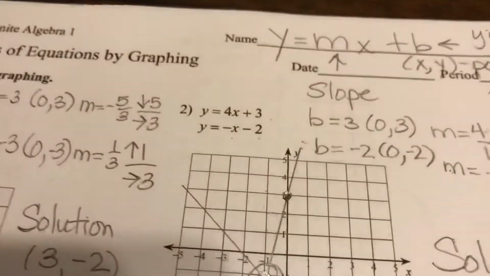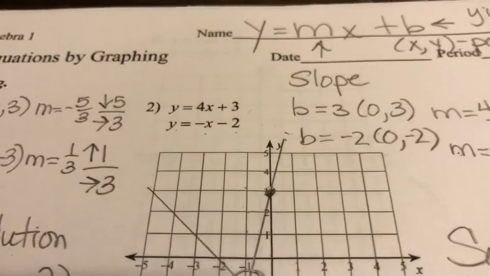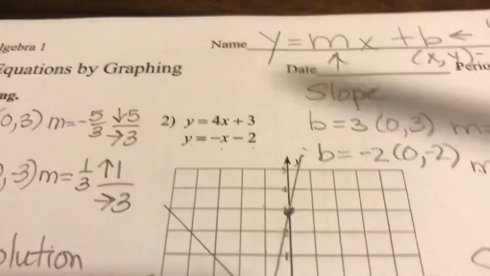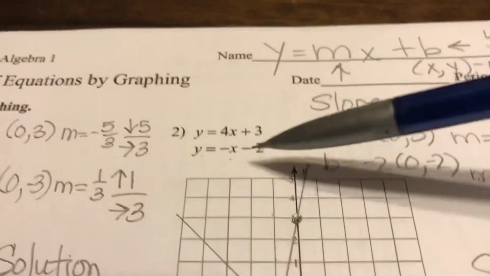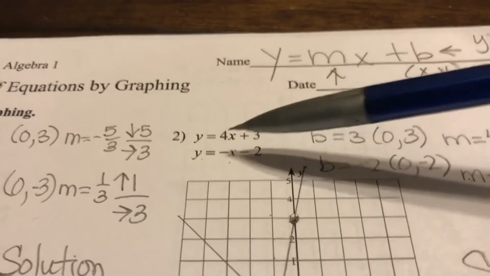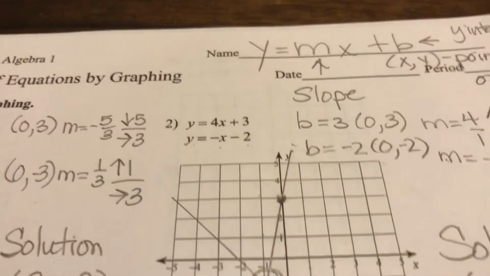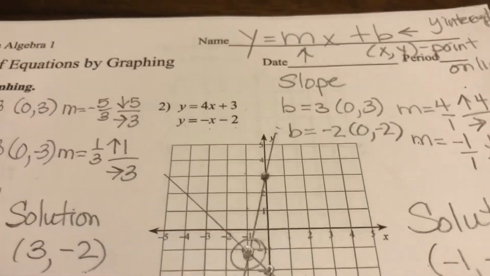And I'm just going to check it real quick. If I plug in negative 1 right here, 4 times negative 1 is negative 4, plus 3 would be negative 1, so that would work. If I plug in negative 1 right here, and I do the negative of negative 1, that's going to be a positive 1. Minus 2 would be negative 1. So that one works also. So I know that that one's correct also.